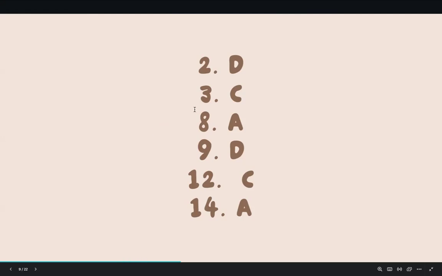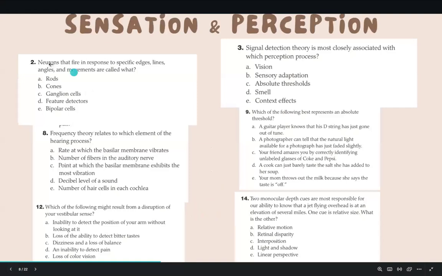Okay, so 2, 9, and 8. Question two. Neurons that fire in response to specific edges, lines, angles, and movements are called what? So this is going to be called feature detectors.